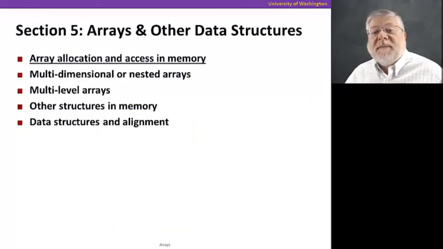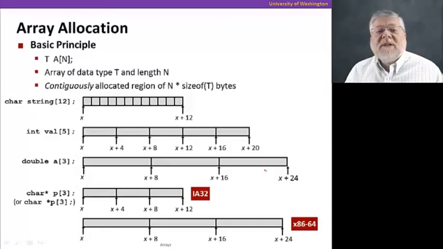Okay, so to outline this section, we're going to start off on arrays and how we access them in memory, the various elements of the arrays, and then we'll talk about multidimensional arrays as well as multi-level arrays and the differences between the two. Then we'll move on to talk about other kinds of data structures in memory and how they're aligned to the appropriate addresses to optimize memory access. Okay, so let's get started.